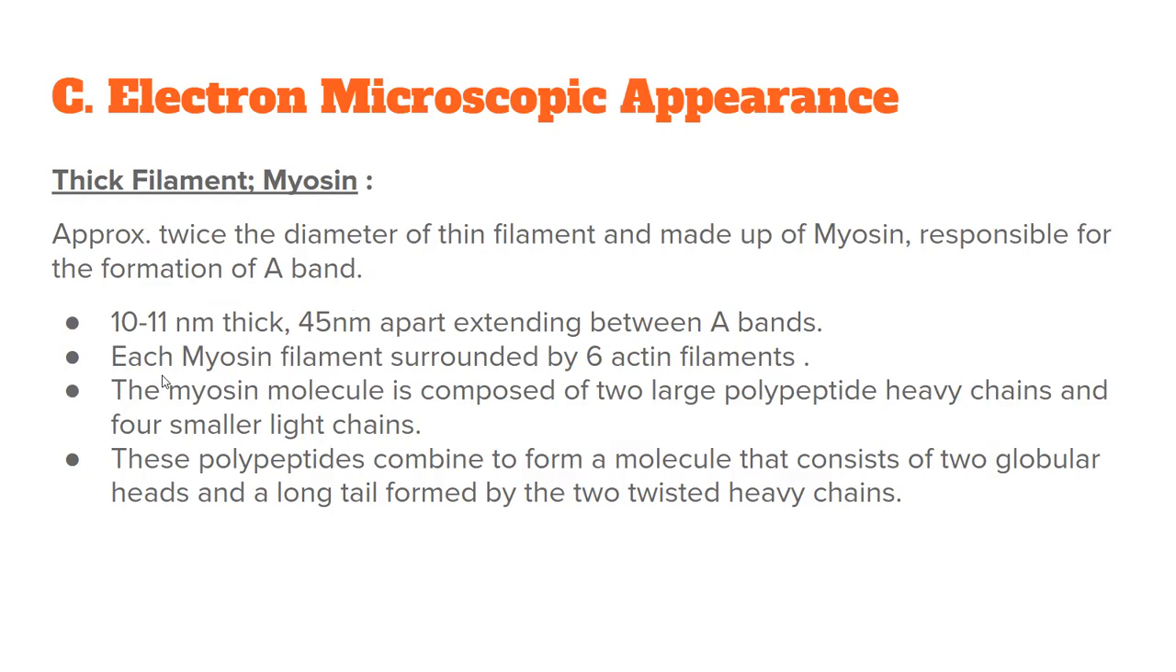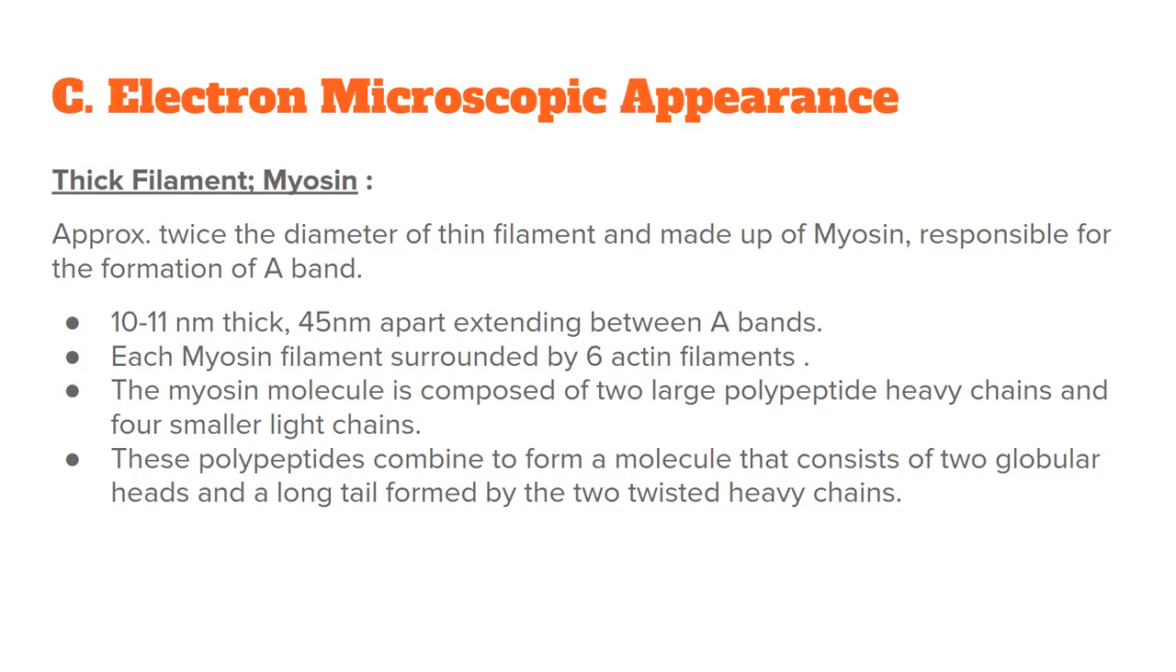So when this myosin component is broken by a proteolytic enzyme, you find that they're arranged in such a way that there are two myosin components comprising the A band. Each myosin component has two large polypeptide heavy chains and 4 light chains. They have 2 heavy chains, 4 light chains.